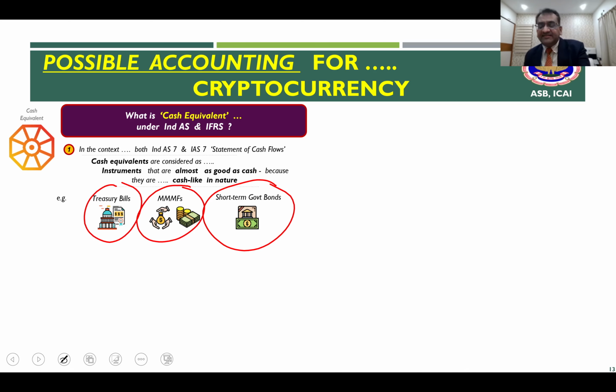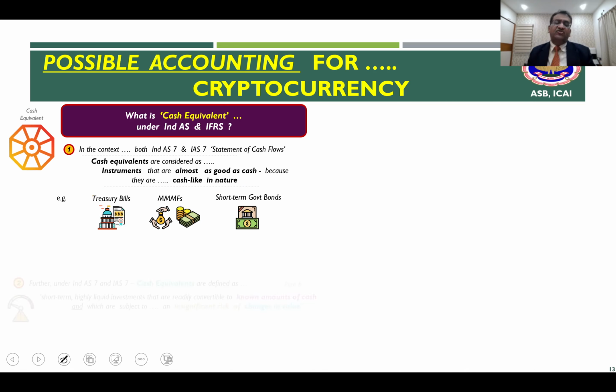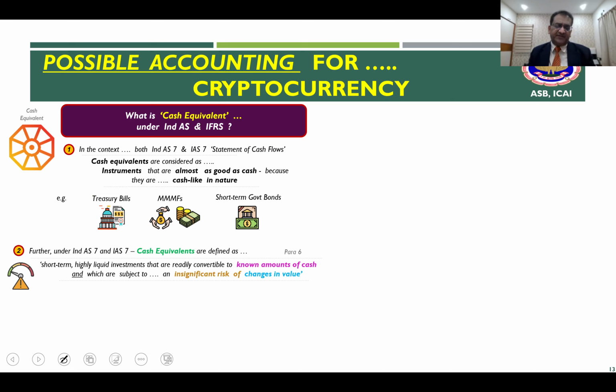The reason is that all of these instruments are likely to meet the definition of cash equivalent as given in paragraph 6.